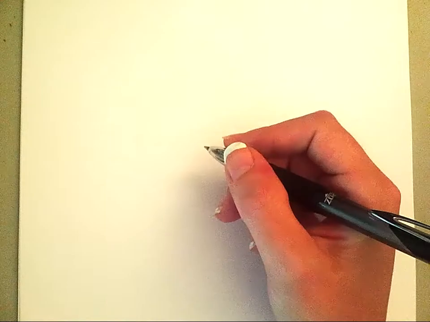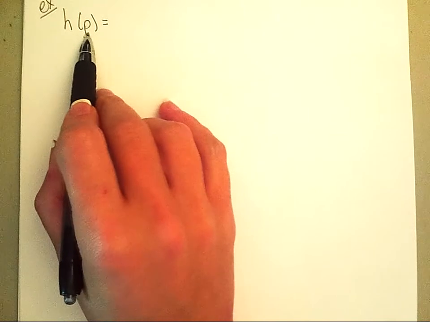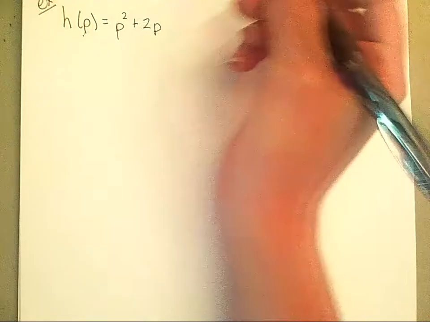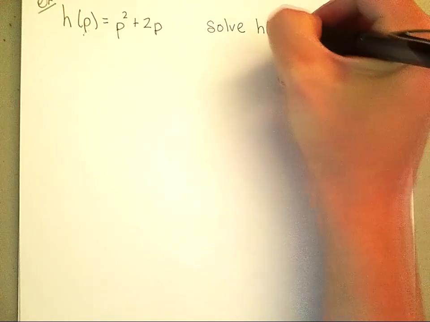Now we can also solve functions graphically, equations graphically. So let's say, for example, that I have h of p, okay, so that says the independent variable here is p, is equal to p squared plus 2p. Now let's solve where our function is equal to 3.